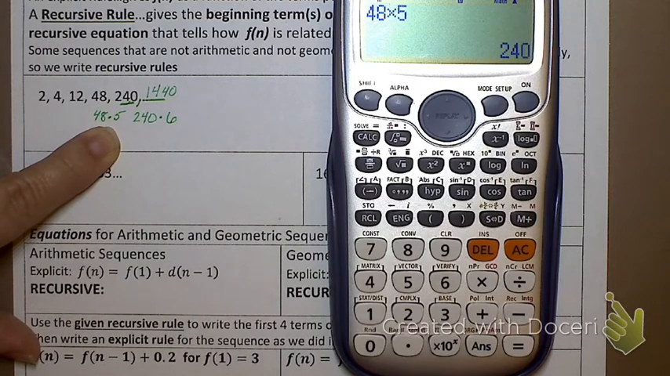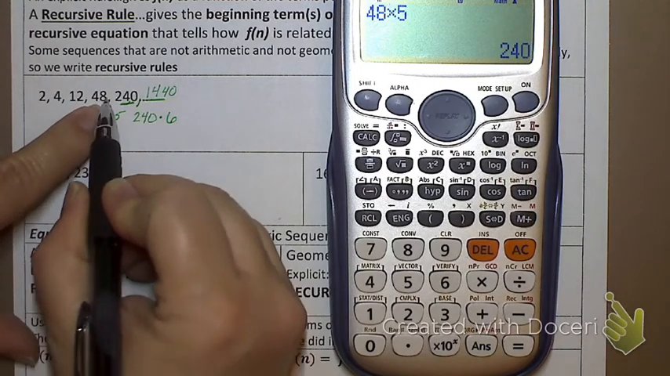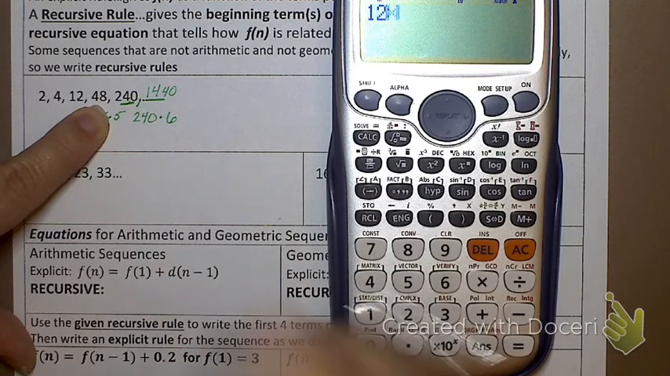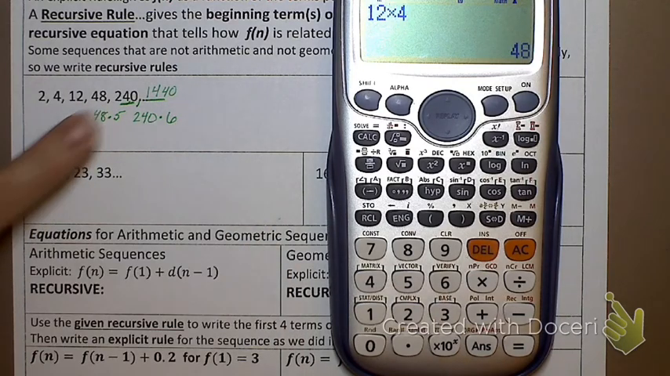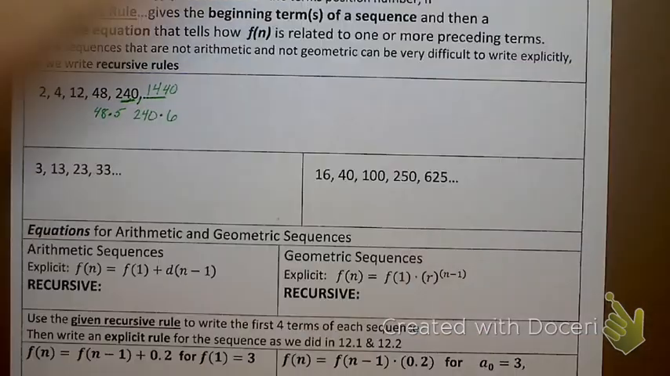Looks good. What if I was trying to find the 48? I would take 12 and multiply it by 1, 2, 3, 4. And it does give me 48. So I think we got it. Now we just got to figure out how to write that.